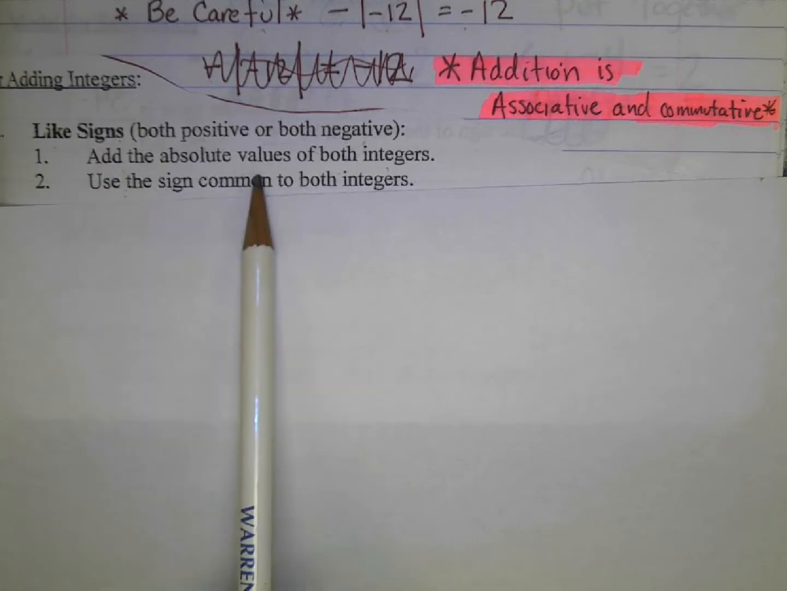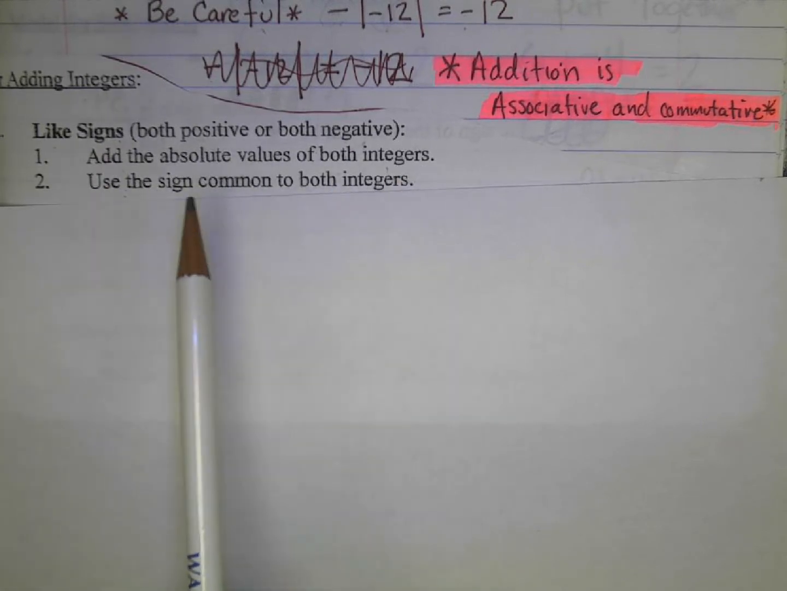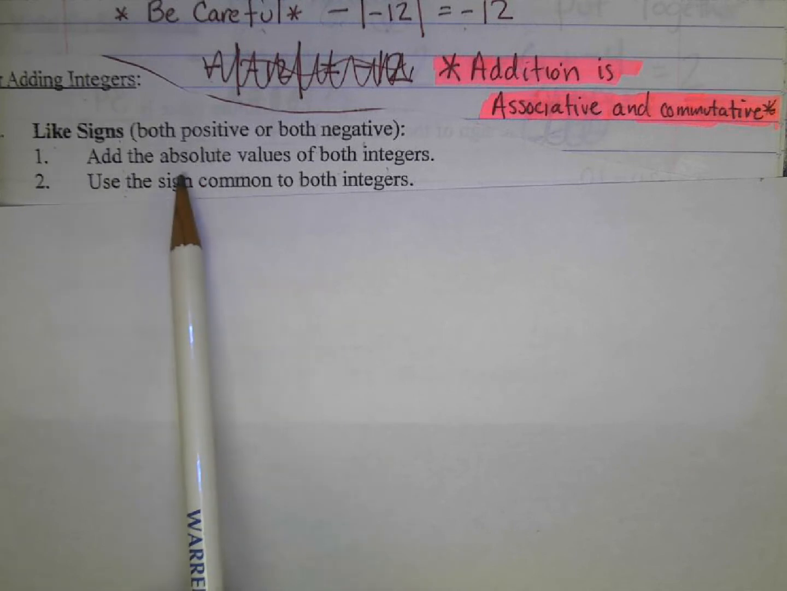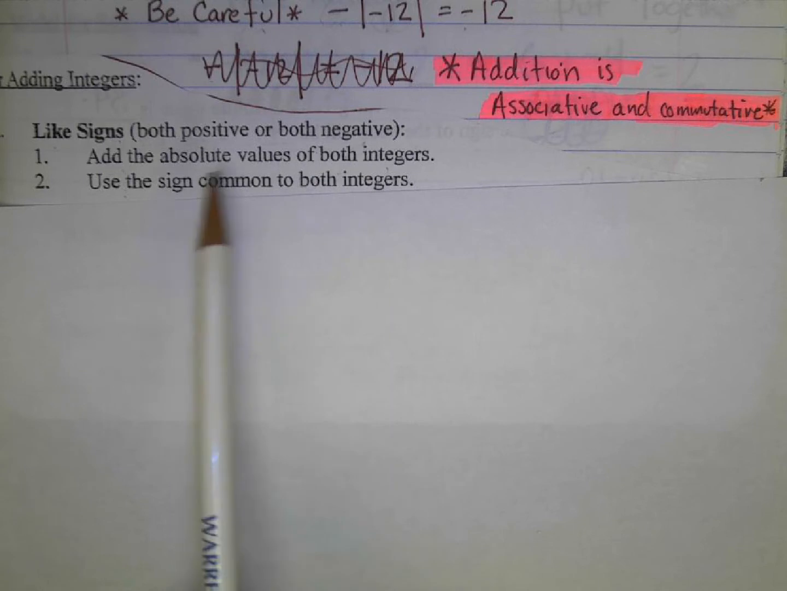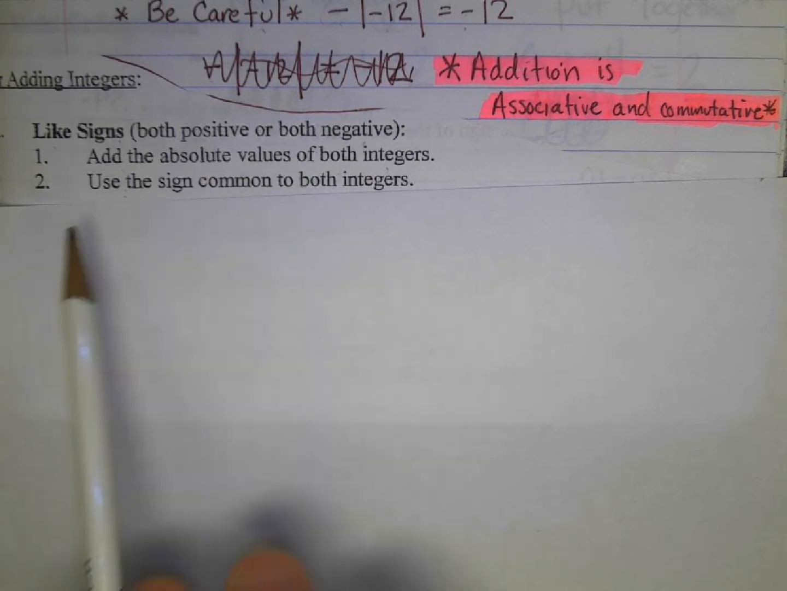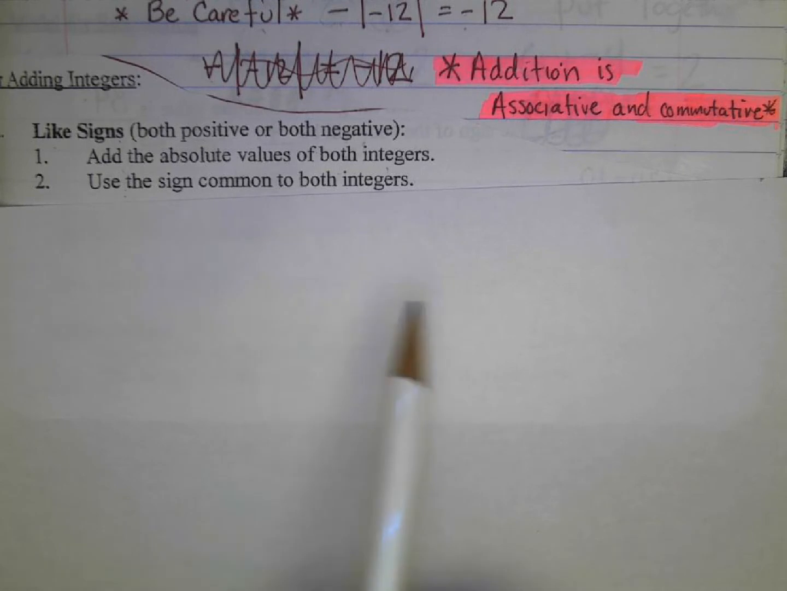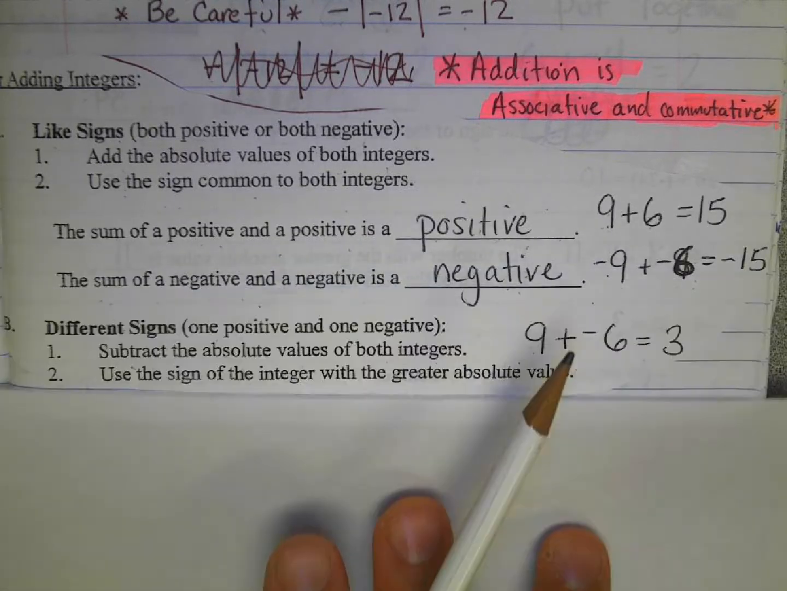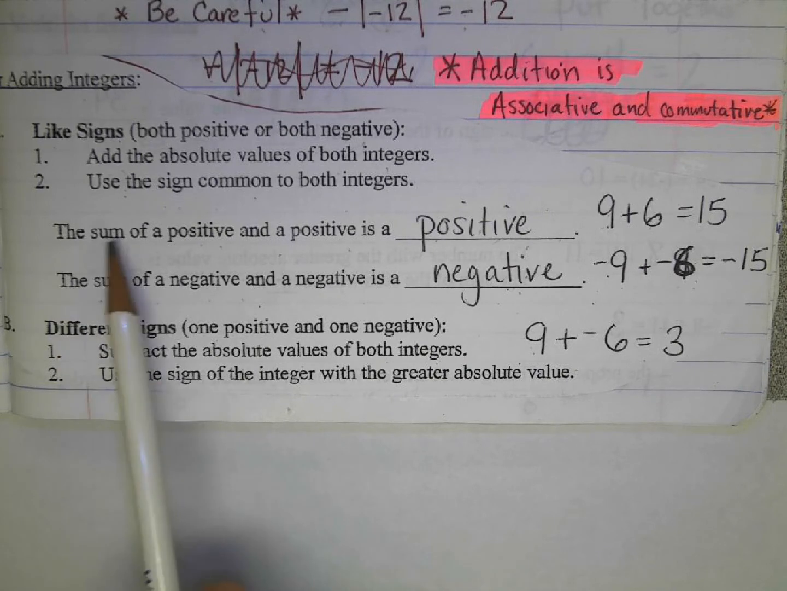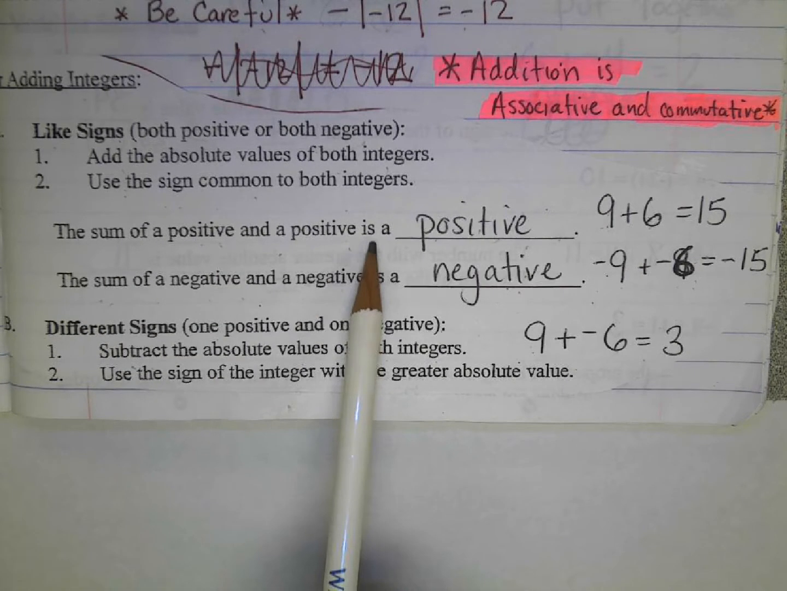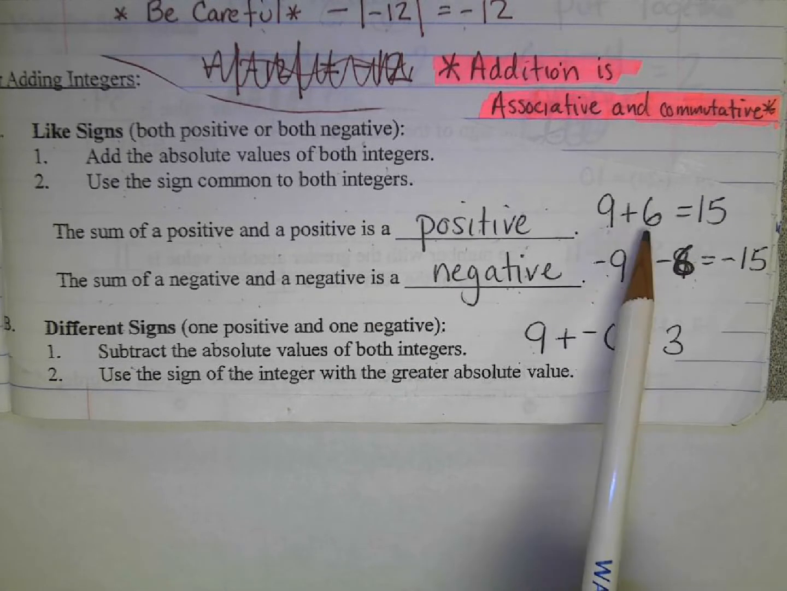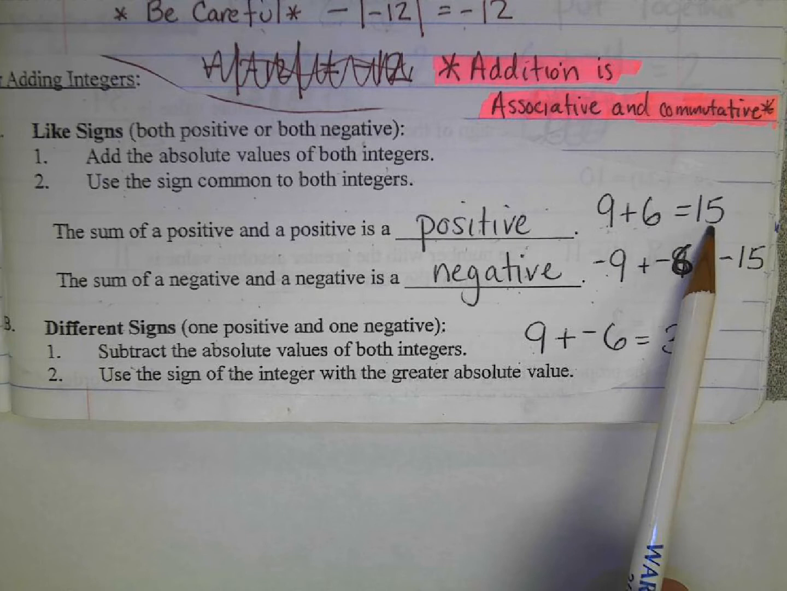Add the absolute value of both integers. All right, so our first step is we're going to look at the absolute value of both integers first. We'll add that, and then we're going to figure out the sign second. Use the sign common to both integers. Let's have you write this down, for example. The sum of a positive and a positive is positive. So if I add a positive number and a positive number, my answer is going to be positive.